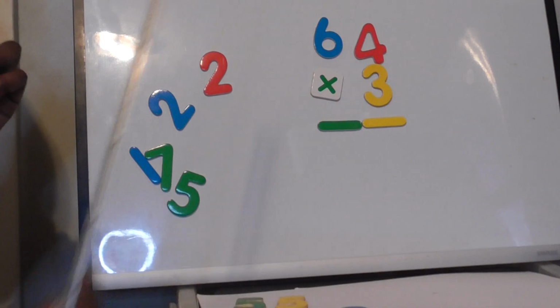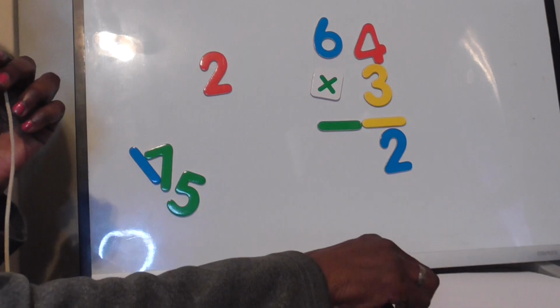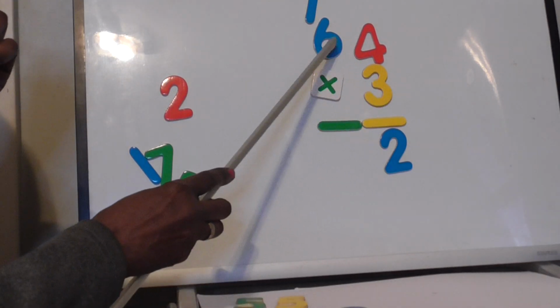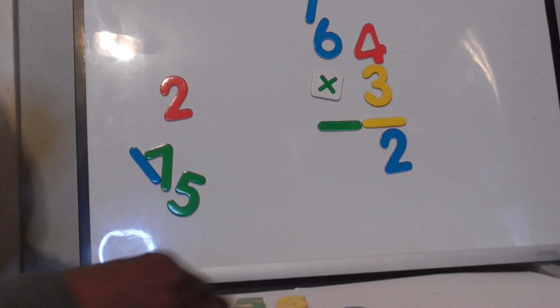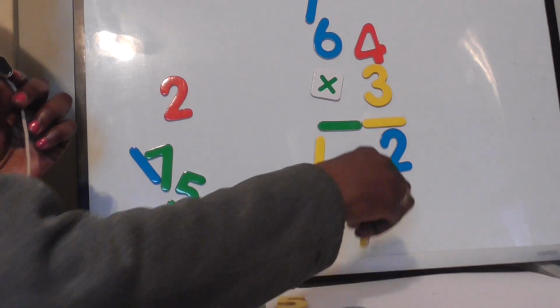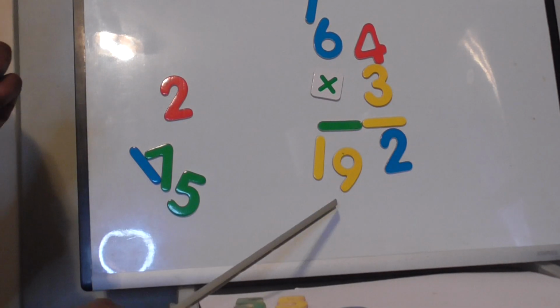3 times 4 is 12. Put the 2 because it's in the ones column, and we carry the 1. 3 times 6 is 18, and you add that 1, and the total of 64 times 3 is 192.